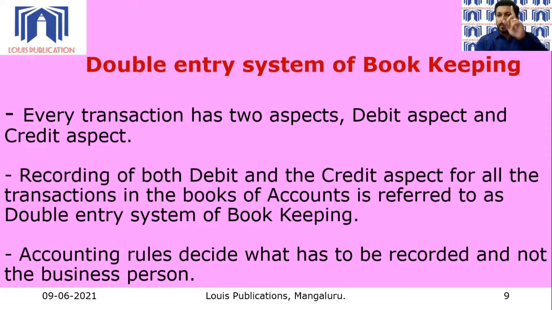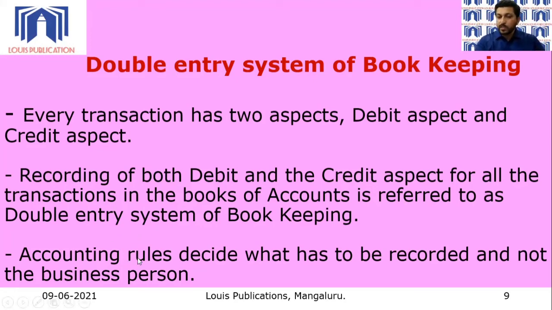Imagine if we are talking about one transaction, there are two aspects for every transaction. One is a debit aspect and the second one is the credit aspect. And what does double entry system of bookkeeping say? Recording of both the debit and the credit aspect for all the transactions in the books of accounts is referred to as double entry system of bookkeeping. So double means two. Both the debit and the credit aspect for all the transactions are recorded. Imagine if there are 10 transactions. So we will have 10 debits and 10 credit aspects. So we will record everything under double entry system of bookkeeping.